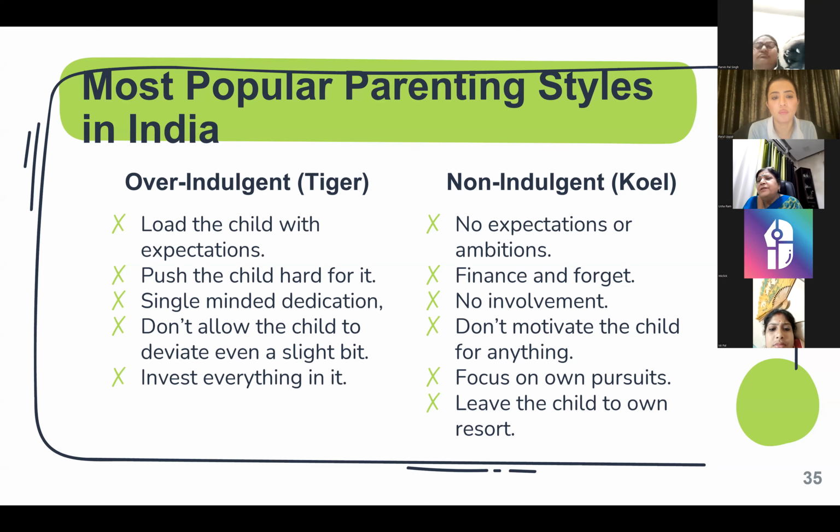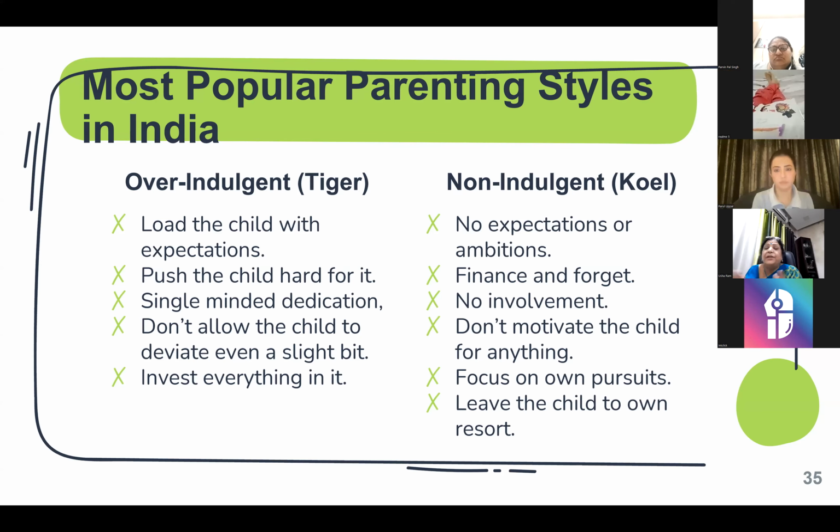The non-indulgent, that is quail style: no expectations or ambitions, finance and forget, no involvement, don't motivate the child for anything, focus on your own pursuits, leave the child to their own resort. You've given everything, you think that the child can do it themselves. The children can do it themselves.